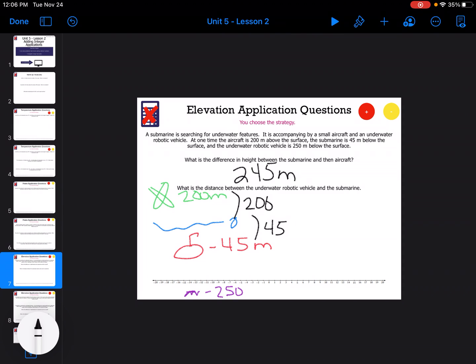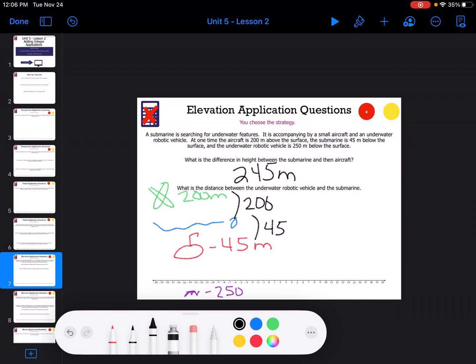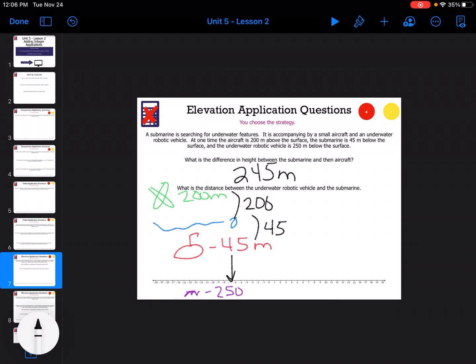Then they want to know what is the distance between the underwater robotic vehicle and the submarine. Well, this one's a little bit different because we're talking about the distance between these two and they're both negative. So I know that their signs are the same. So to go all the way up 250, I'd be at 0. So I'm actually going to do 250 minus 45, and I end up with 205 meters. So there's 205 meters between them.